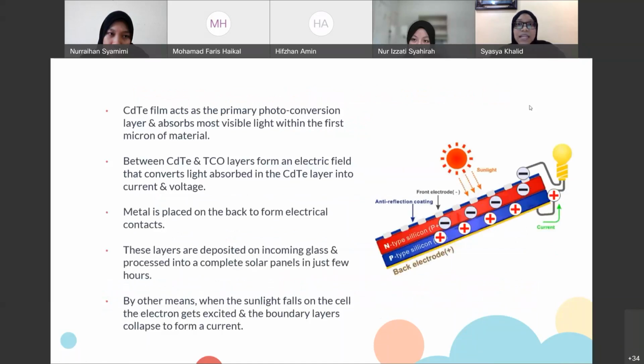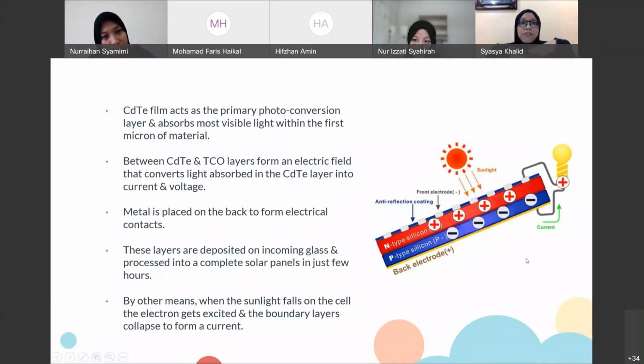Okay. Cadmium telluride film acts as the primary photoconversion layer and absorbs most visible light within the first micron of material. Between cadmium telluride and transparent conducting oxide layers form an electric field that converts light absorbed in the cadmium telluride layer into current and voltage. Metal is placed on the back to form electrical contacts. These layers are deposited on incoming glass and processed into a complete solar panel in just a few hours.